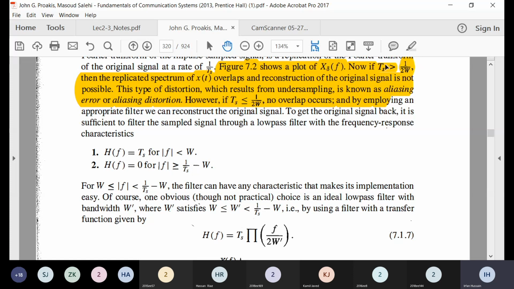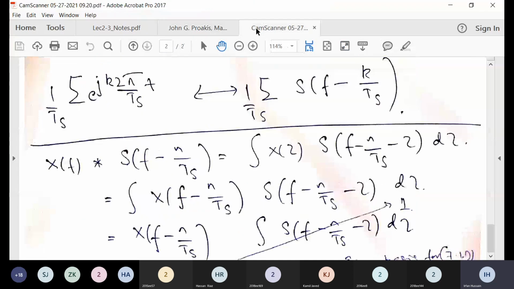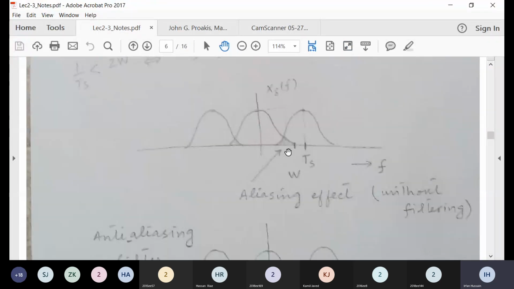And if you do not sample at the appropriate sampling interval or sampling frequency, then you get aliasing, which I just showed you. This is aliasing, where the replica spectrum interferes with the original spectrum. So even if you reconstruct, you will be getting this much signal because of the interference of the other replica. So you won't be able to get back the original signal.